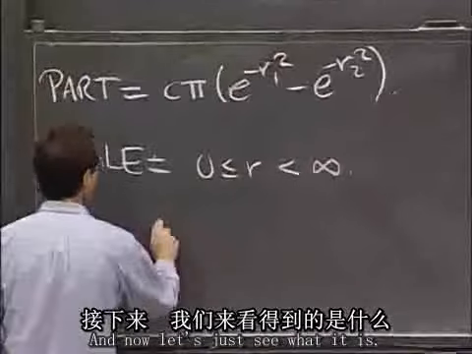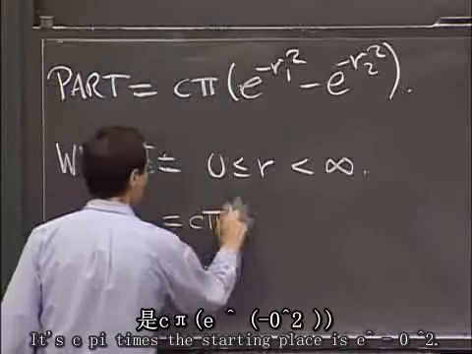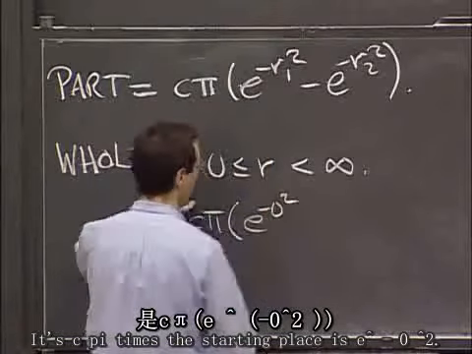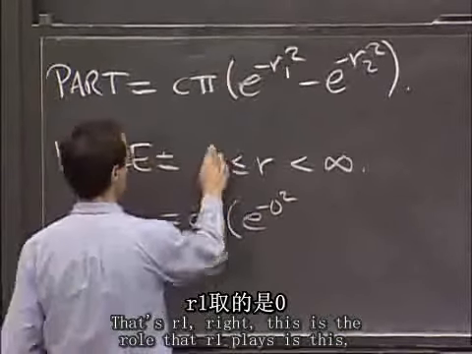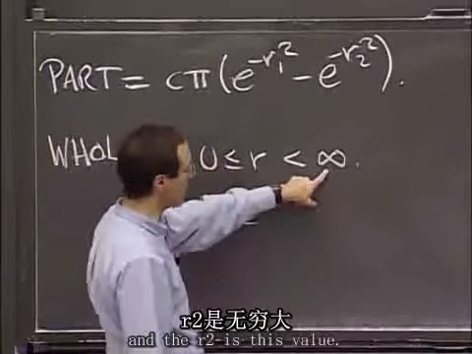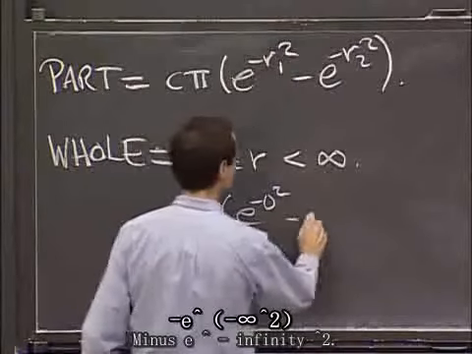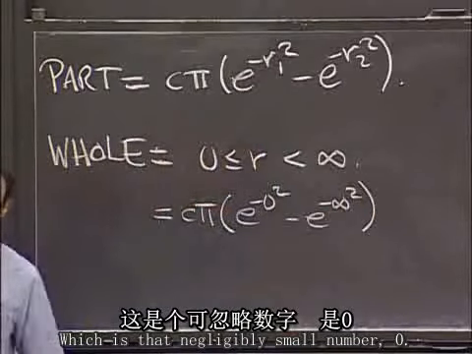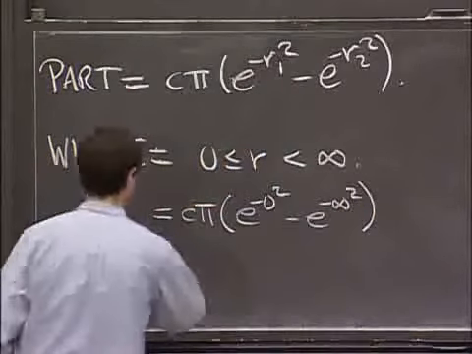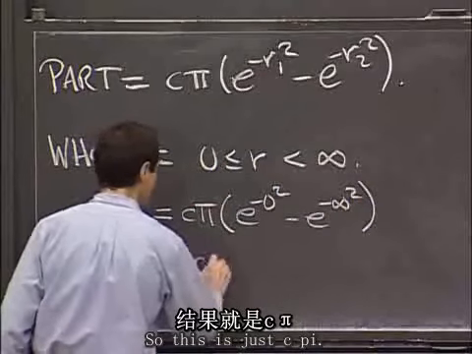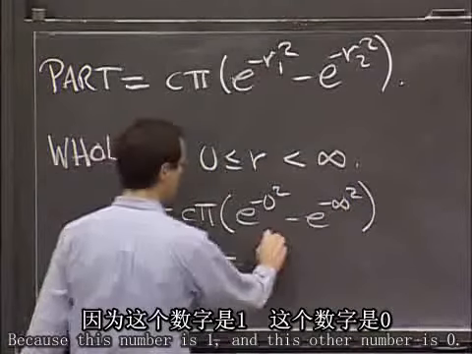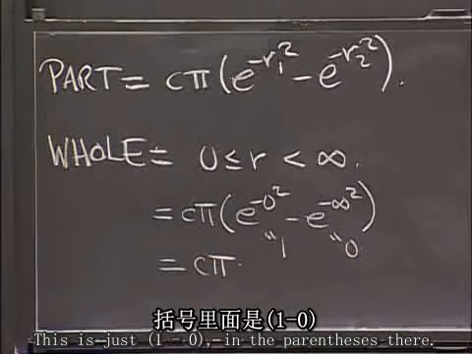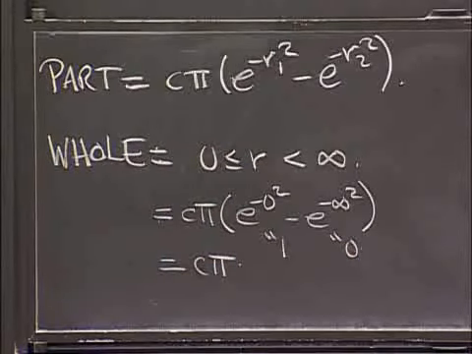And now let's just see what it is. It's c pi times, the starting place is e to the minus 0 squared. That's R1, right? This is the role that R1 plays, and R2 is this value, minus e to the minus infinity squared, which is that negligibly small number 0. All right, so this is just c pi, because this number is 1, and this other number is 0. This is just 1 minus 0 in the parentheses there.